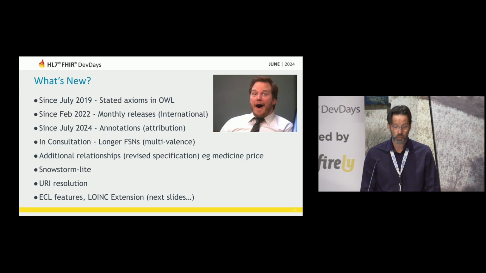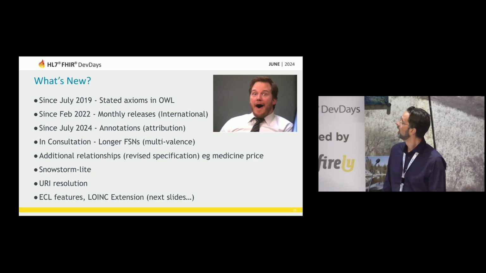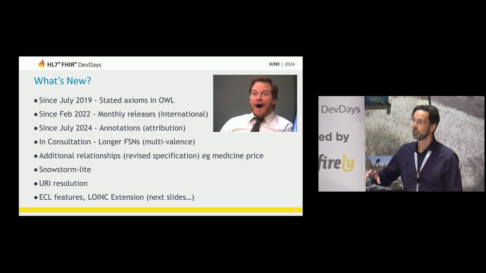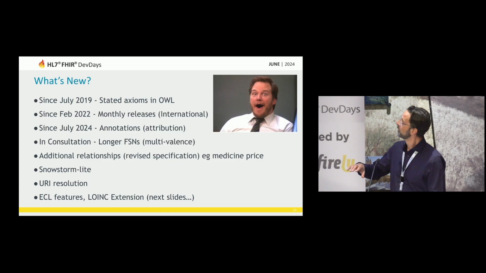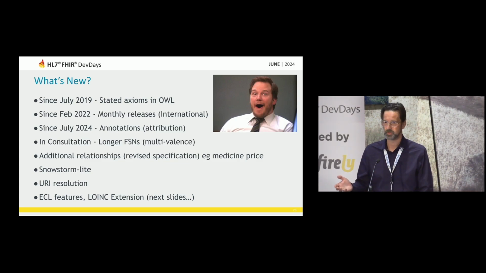Some extensions are already using additional relationships for things like the price of a medicine. These are non-defining, don't play a part in classification, and aren't inherited. But it allows us to do something really cool, which is use ECL immediately. So unlike annotations, where you couldn't do this, in an additional relationship, we could say something like, find me all medicines that cost more than $100 per box.